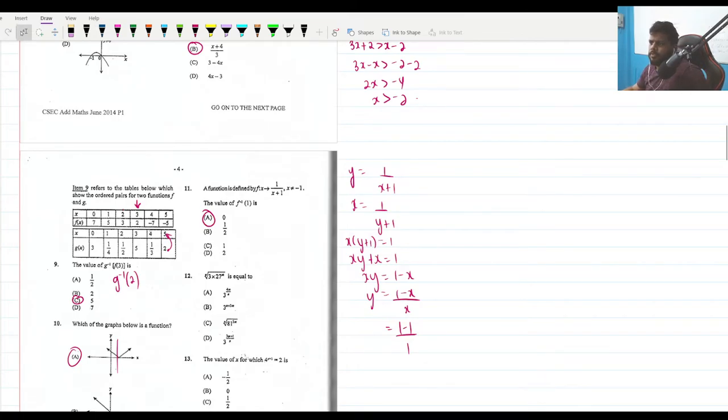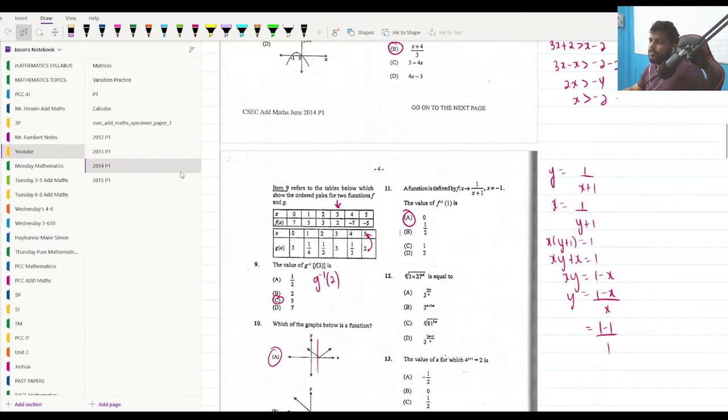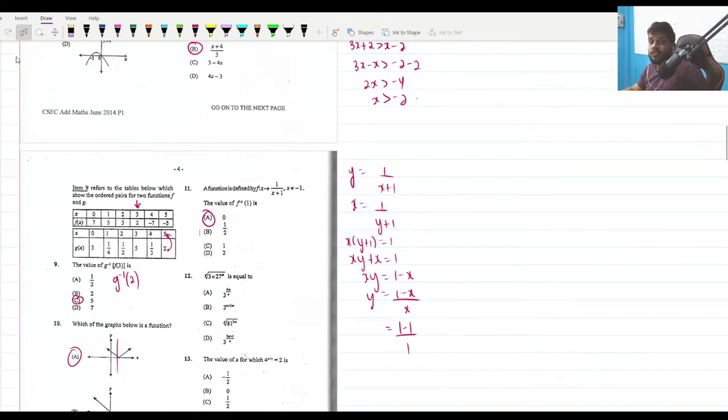Let me just double check the paper from before. Okay, it's a little bit different. 2 over x minus 3, 1 over x plus 1. So they actually mix it up. Same method, different numbers.